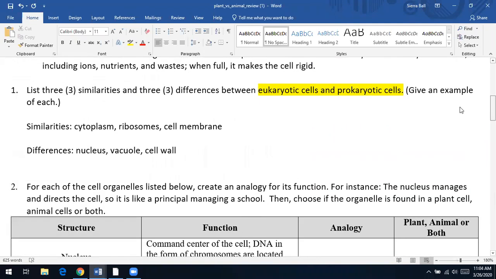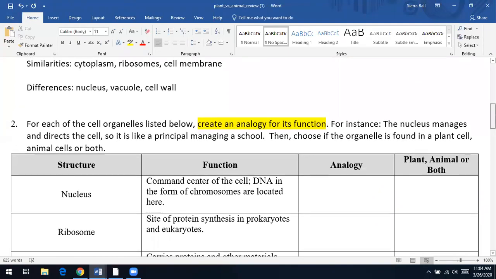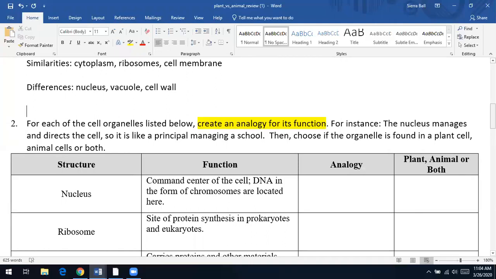Somebody tell me what is an analogy. I know you guys used to have to do these in English. Anybody know? It's something that you can compare something to. Yes, okay.